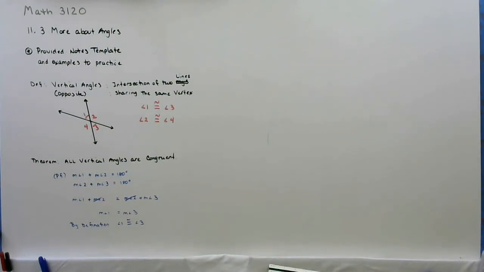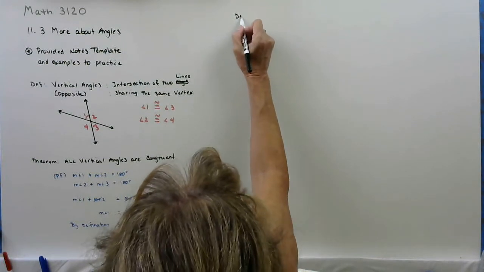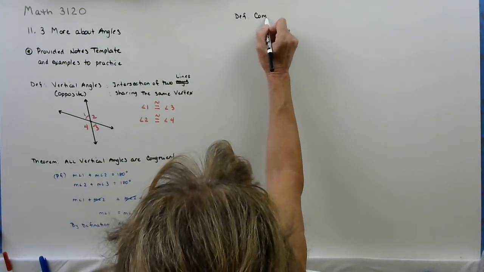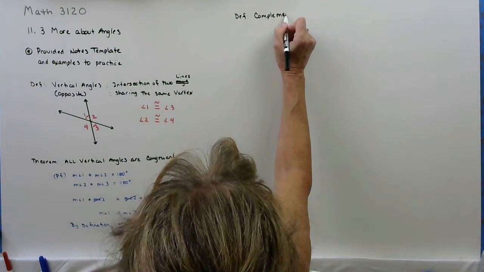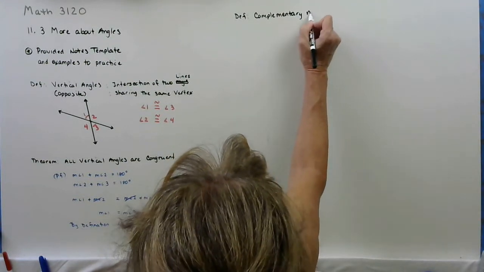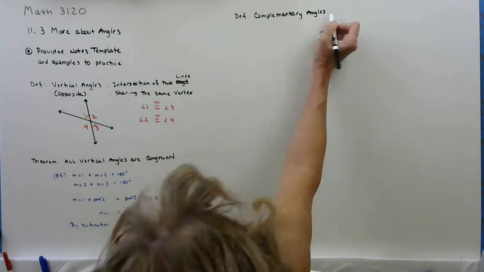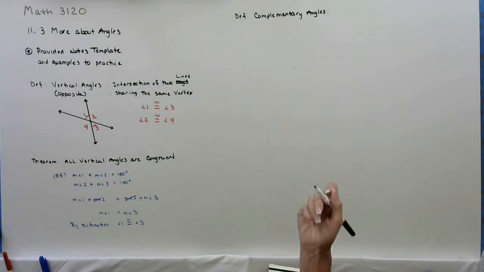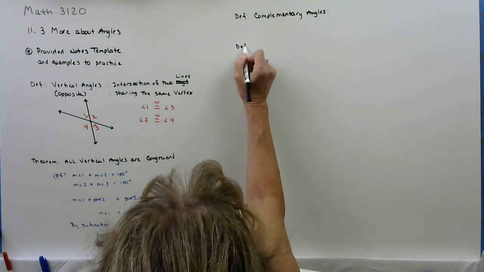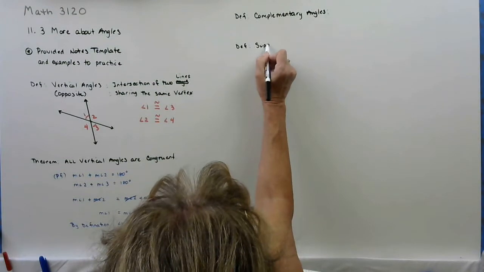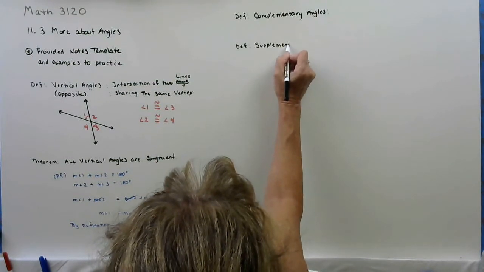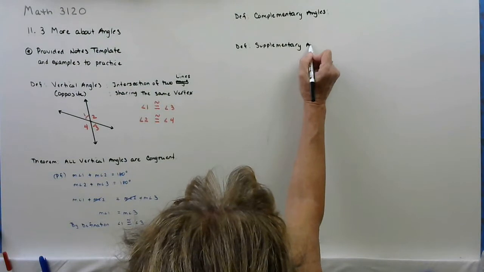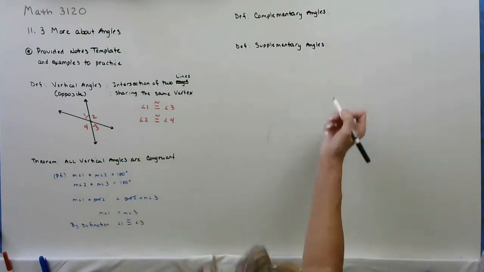And then let's take a look at complementary and supplementary angles again. So the definition of complementary angles and the definition of supplementary angles. Notice they go alphabetical. That doesn't mean anything other than it's a way to kind of remember.